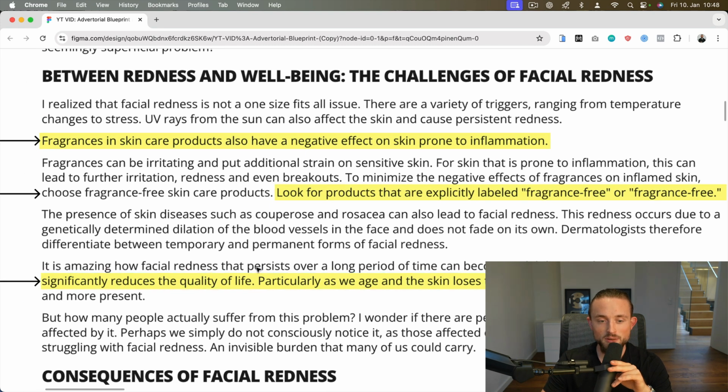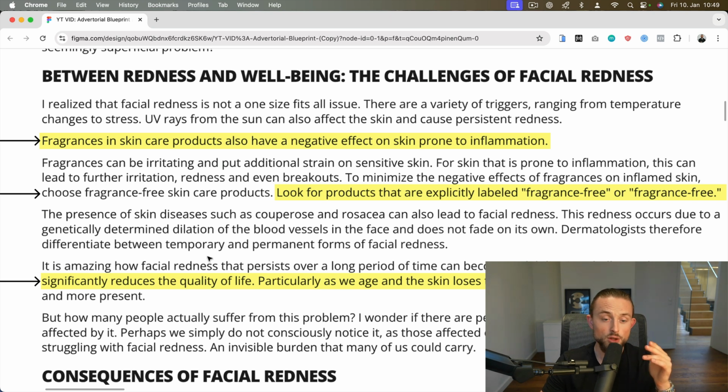It is amazing how facial redness that persists over a long period of time can become a debilitating challenge that significantly reduces the quality of life, particularly as we age and the skin loses thickness, the visible veins become more and more present. But how many people actually suffer from this problem? I wonder if there are people in my daily environment who are affected by it. Perhaps we simply do not consciously notice it, as those affected cleverly hide the fact that they are struggling with facial redness, an invisible burden that many of us could carry.